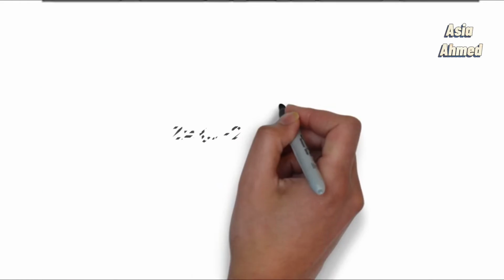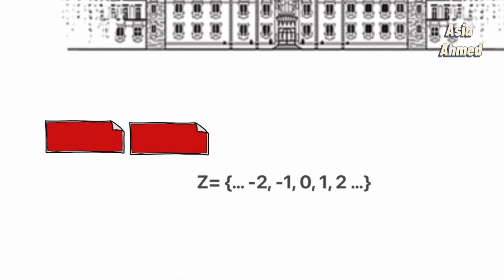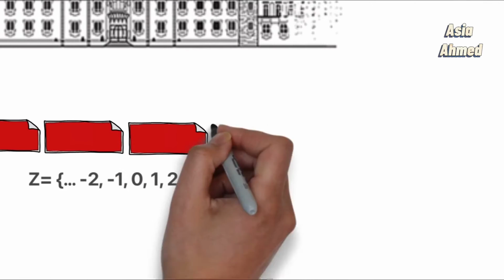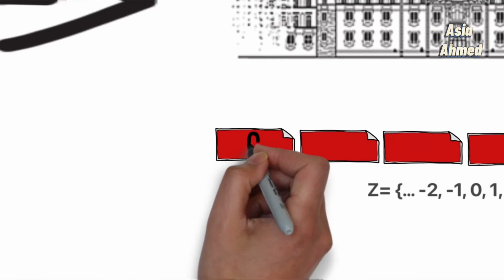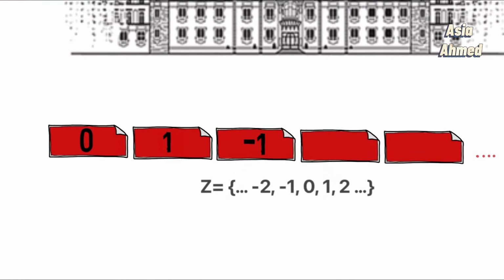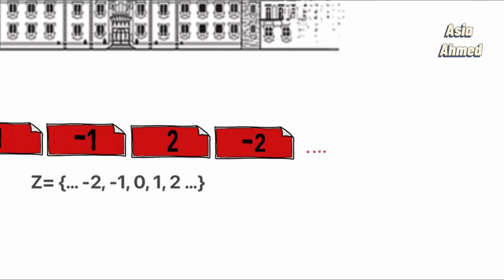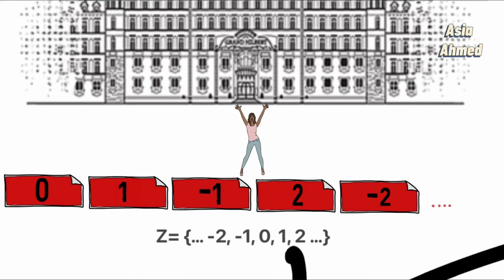Now, let's consider the set of integers, for example. We can simply fit them in a 1-1 correspondence with Hilbert Hotel's rooms, like this, using these red rectangles as the rooms. So, for room number 1, we will put 0, and room number 2, we will put 1, and then -1, and 2, and -2, and so on. This is actually a 1-1 correspondence, and Z is countable.